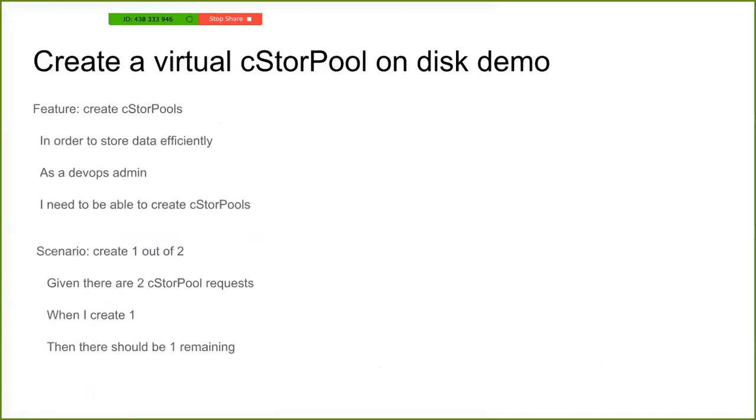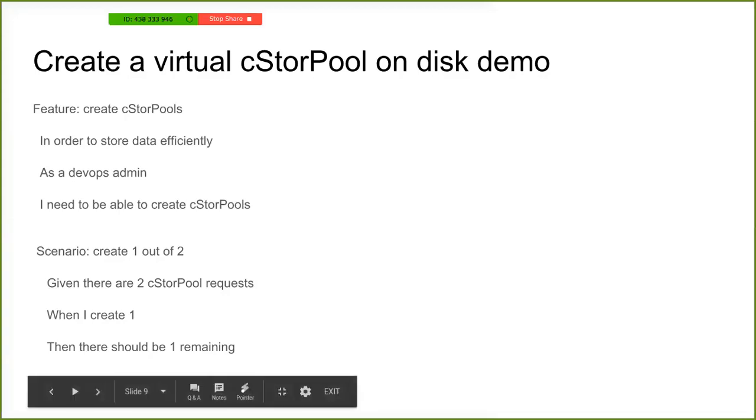Next, how we are planning to use it. There is something called a C-store pool. It's like a virtual pool on top of a disk. The functionality is to create a C-store pool. Why do we want to use a C-store pool? Because we want to store and retrieve data efficiently. As a DevOps admin, I need to be able to create C-store pools. Scenario 1 is create 1 out of 2, which means: given there are 2 C-store pool requests, when I create one, then there should be 1 remaining.